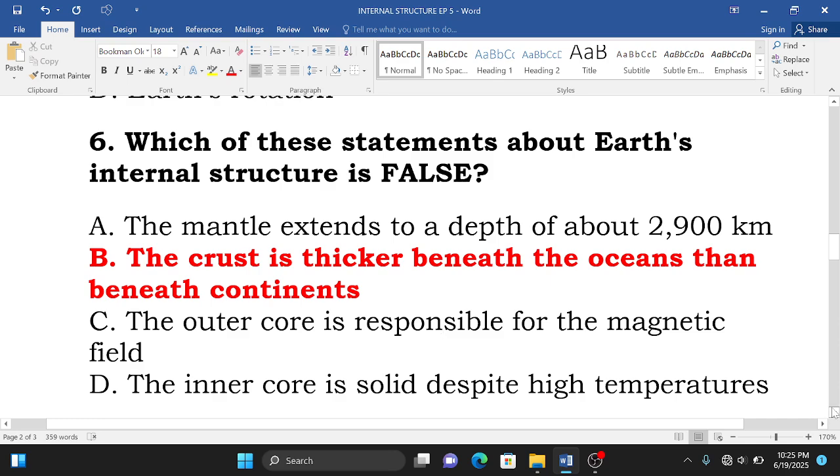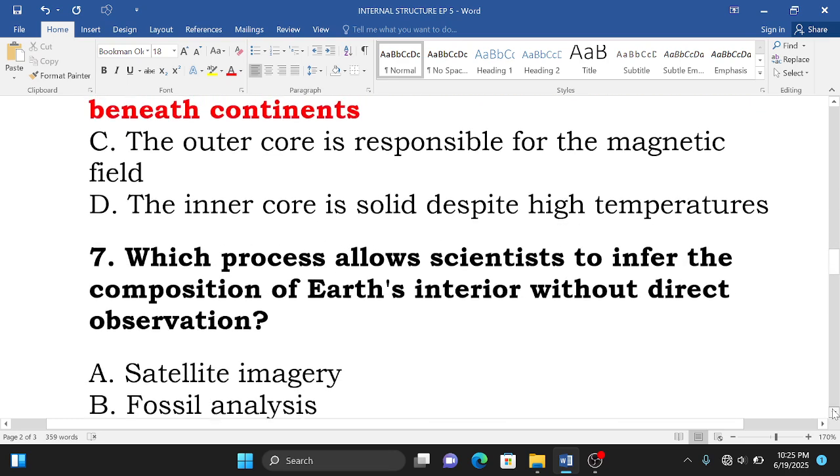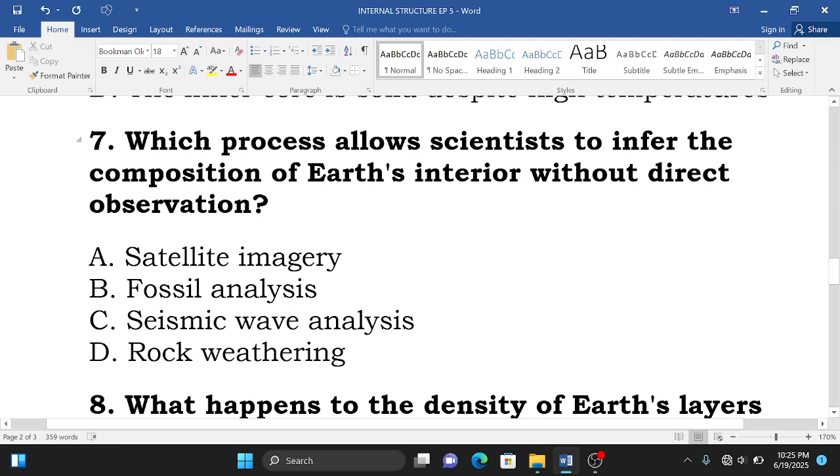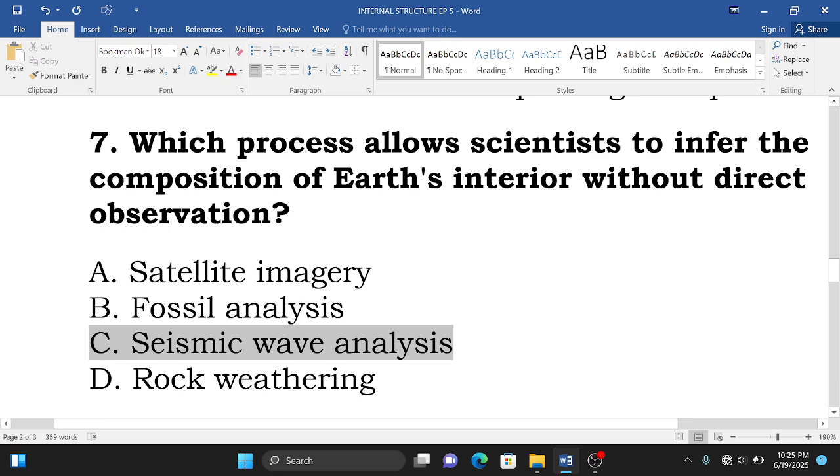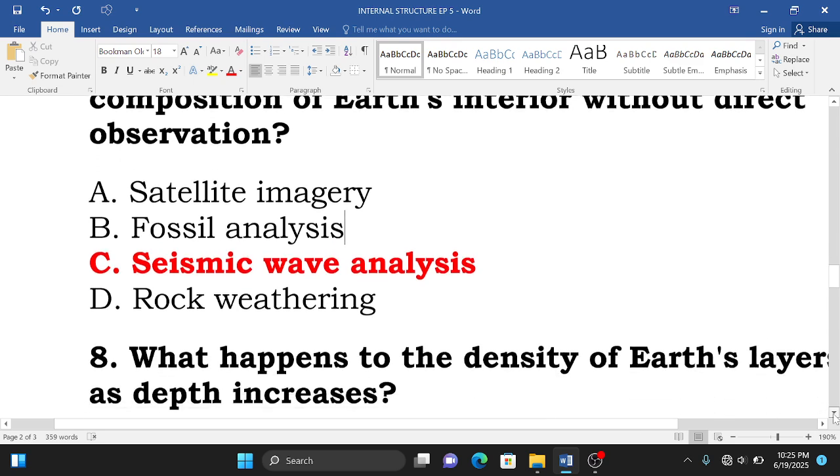So we go to the question number 7. Which process allows scientists to infer the composition of the Earth's interior without direct observation? A. Satellite imagery. B. Fossil analysis. C. Seismic wave analysis. D. Rock weathering. So the correct answer is C, seismic analysis. We go to the question number 8.